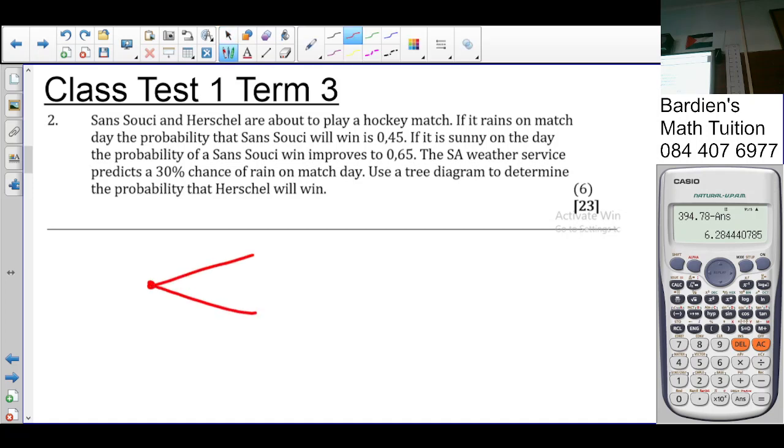So what we have is rain and no rain. 30% chance of raining. So 70% chance of not rain.